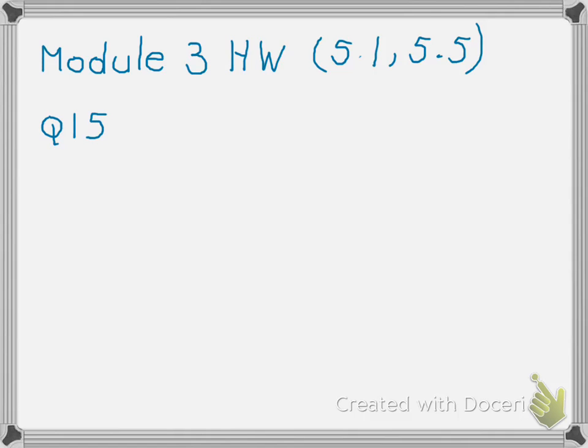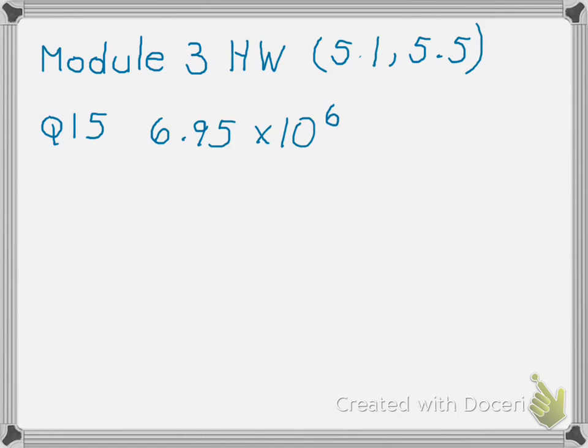Question number 15 says to convert 6.95 times 10 to the 6th power to decimal form, which is the same as standard form, the way we usually write numbers. Now note that we have 10 to the power of 6. This is a 1 with 6 zeros. That's a million. So we're multiplying 6.95 by a million.